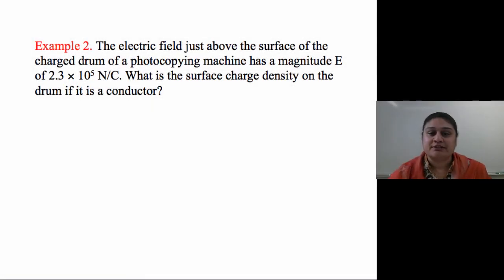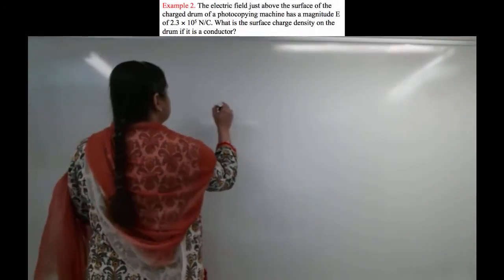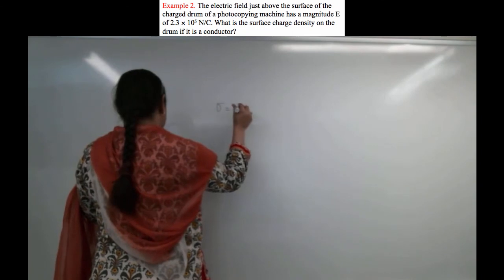Example 2. The electric field just above the surface of the charge drum of a photocopying machine has a magnitude E of 2.3 times 10 to the 5 newtons per coulomb. What is the surface charge density of the drum if it is a conductor? Well, this one is pretty straightforward. It's asking me for the surface charge density.